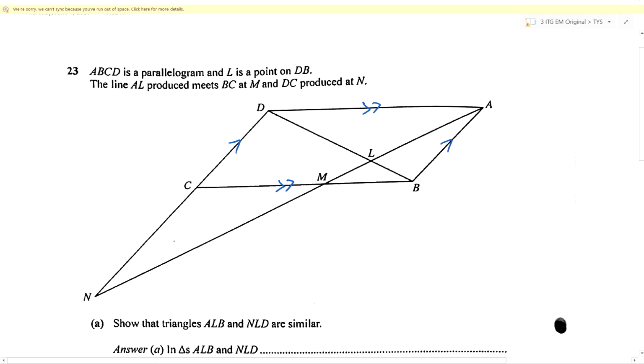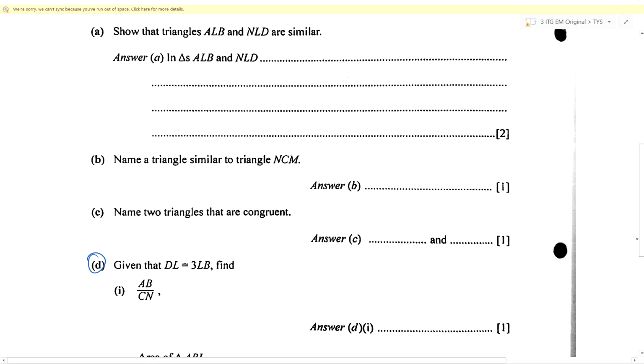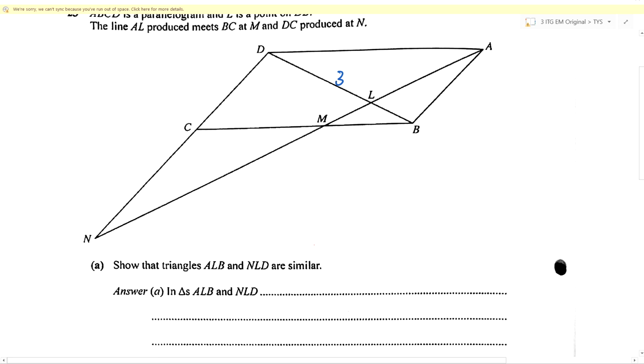Besides that, I can spot another two similar triangles over here. They are this small triangle and this bigger triangle on top. Same thing, vertically opposite as well as parallel lines. So my focus is actually on part D, part 1. DL is 3 times LB. Use one color, DL to LB, 3 to 1, yes.